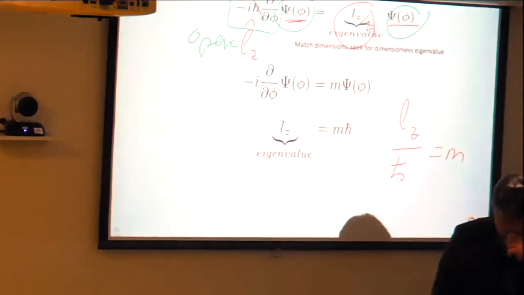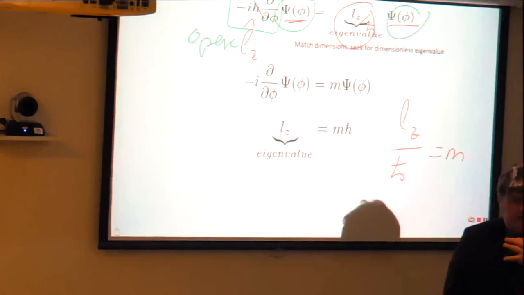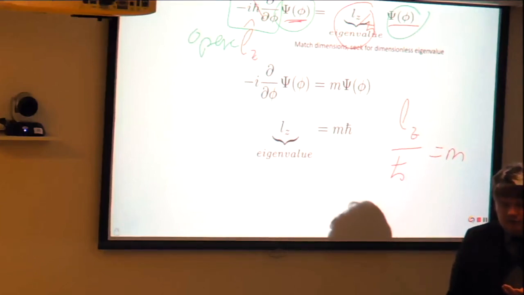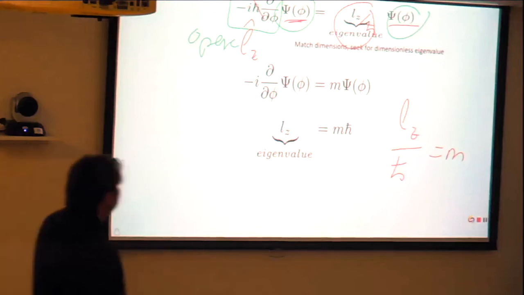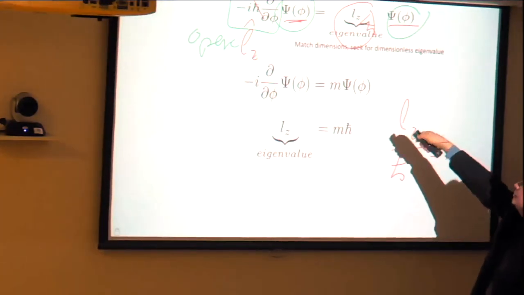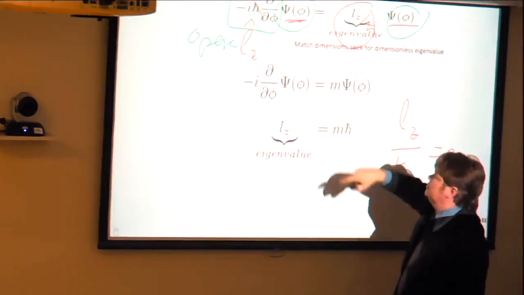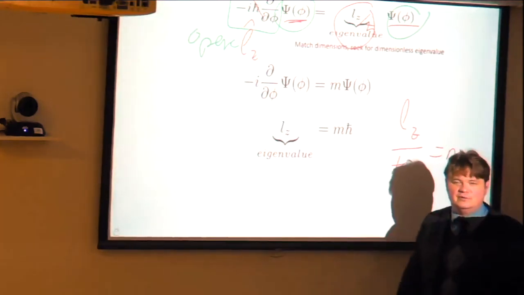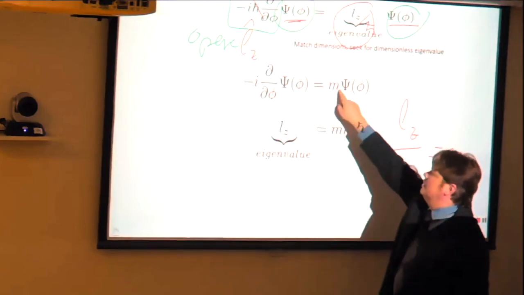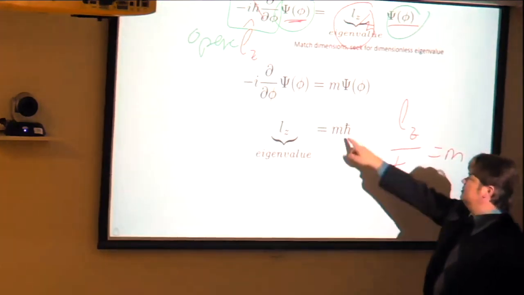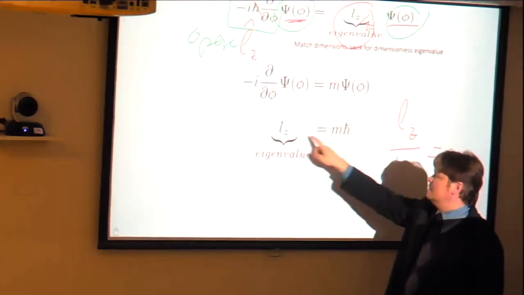Why do we do it? Angular momentum has dimension of distance times momentum, which means distance times mass times distance divided by time. So if you do this ratio, the result will be dimensionless. So this is our mathematical challenge, but I have no doubt that you can do it well. The first derivative of an unknown function equals an unknown eigenvalue times the function. And by definition, m is that ratio, which multiplied by the constant will give the eigenvalue of angular momentum.